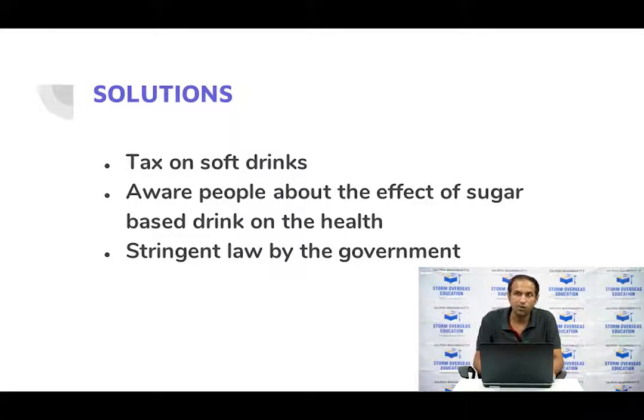And if we think about another solution, then it can be making people aware of the side effects of soft drinks on our health, because as we know, excessive consumption of soft drinks may lead to obesity, cholesterol level problems, sometimes high blood pressure problems. So these are the health issues generally people face because of the excessive consumption of soft drinks. So these are the solutions we can take for our question.